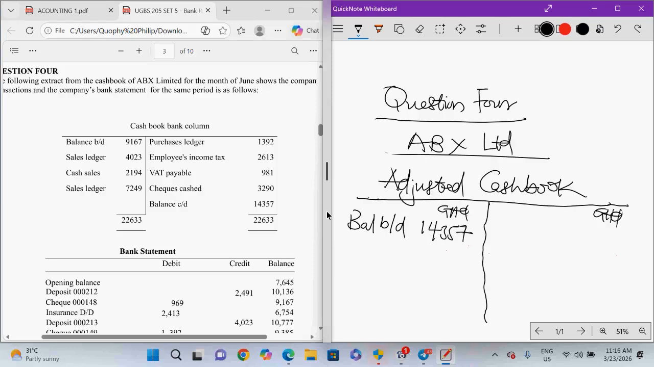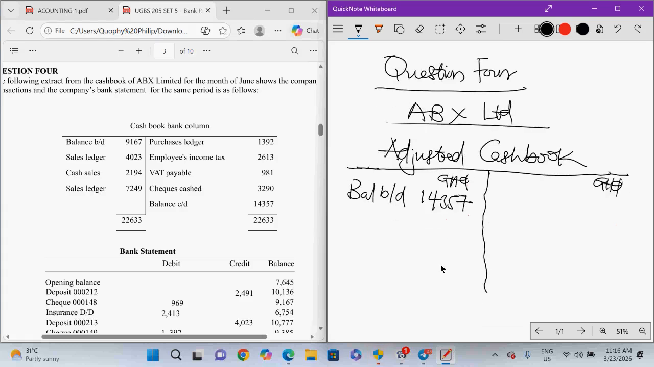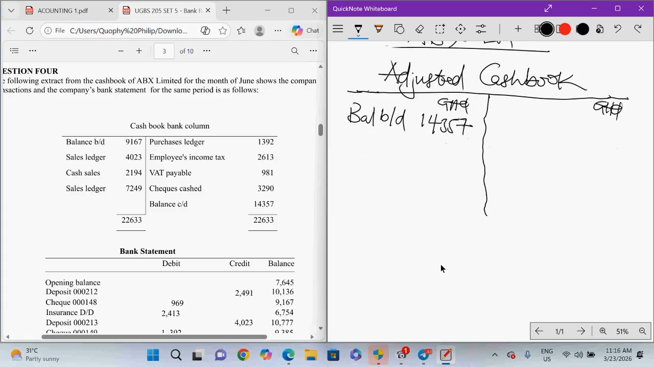Now we know that in the adjusted cash book, what goes in? Is it the timing difference information, or is it the informational difference that comes to the adjusted cash book? Informational difference. Yes, we know that they come to the adjusted cash book. And we know that the debit side is the receipt side, and the credit side is the payment side.